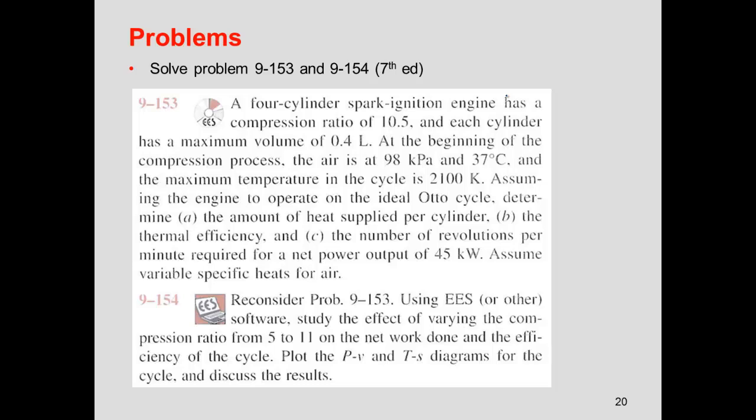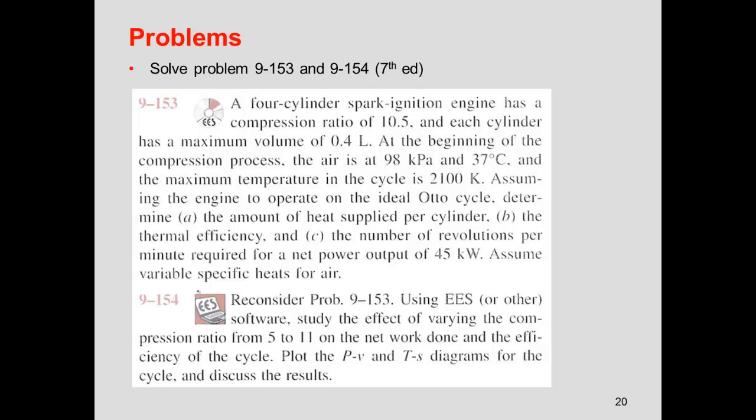We have a 4-cylinder spark ignition engine that has a compression ratio of 10.5, and each cylinder has a maximum volume of 0.4 liters. At the beginning of the compression process, the air is at 98 kilopascal and 37 degrees, and the maximum temperature of the cycle is 2100 Kelvin. Assuming the engine to operate in the ideal Otto cycle, determine A, the amount of heat supplied to the cylinder, B, the thermal efficiency, and C, the number of revolutions per minute required for a net power output of 45 kilowatts. We're going to assume variable specific heats for air.